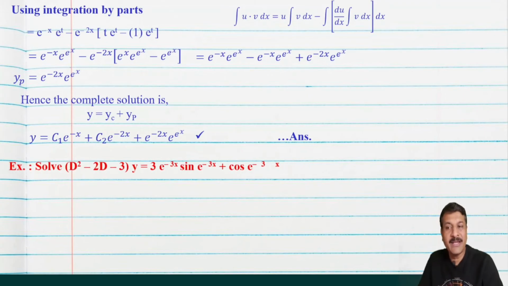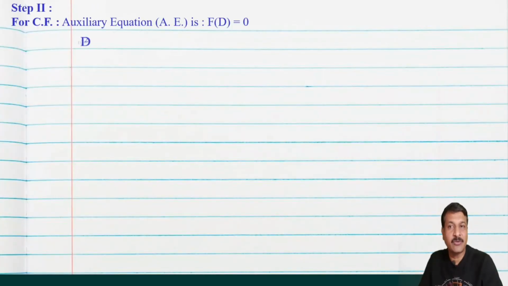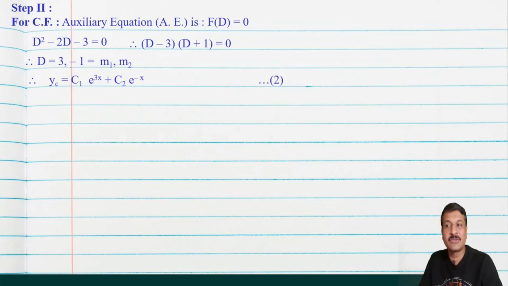If you want, you can consider this example also. The special thing here is that the sine and cos contain e raised to minus 3x. So CF we can find very easily. How? It is d square minus 2d minus 3. You just factorize, and I get two factors, d minus 3 and d plus 1, and the roots are real and distinct, and that is why yc equals c1 e raised to 3x plus c2 e raised to minus x.